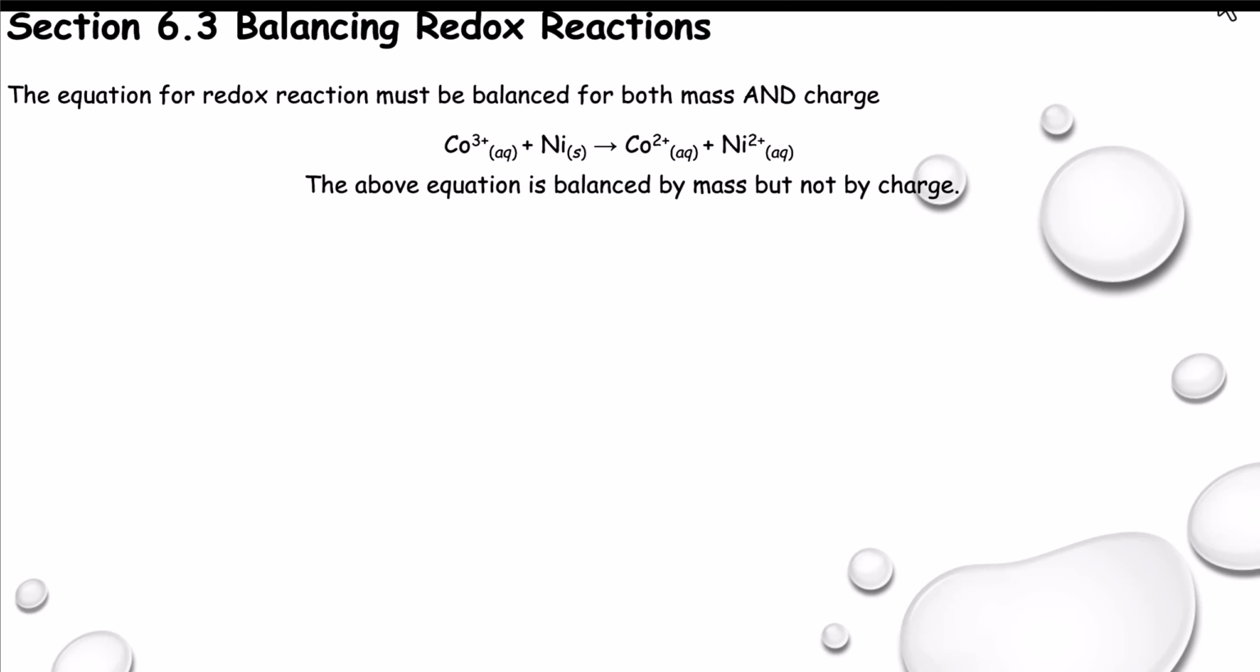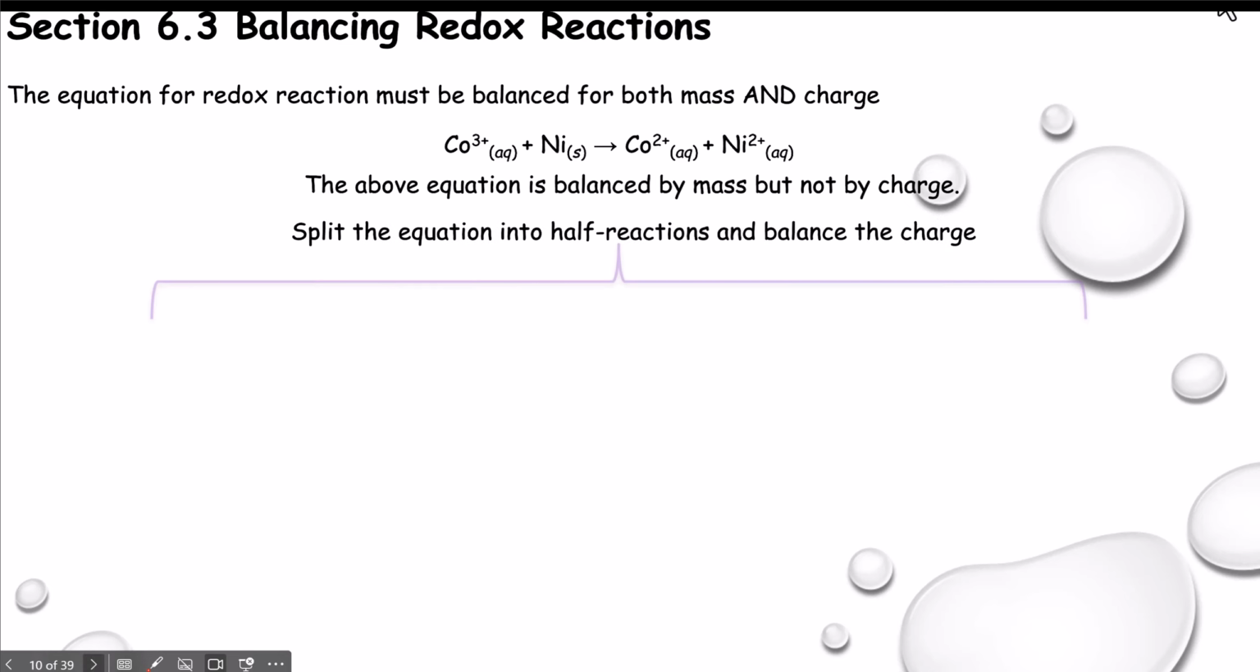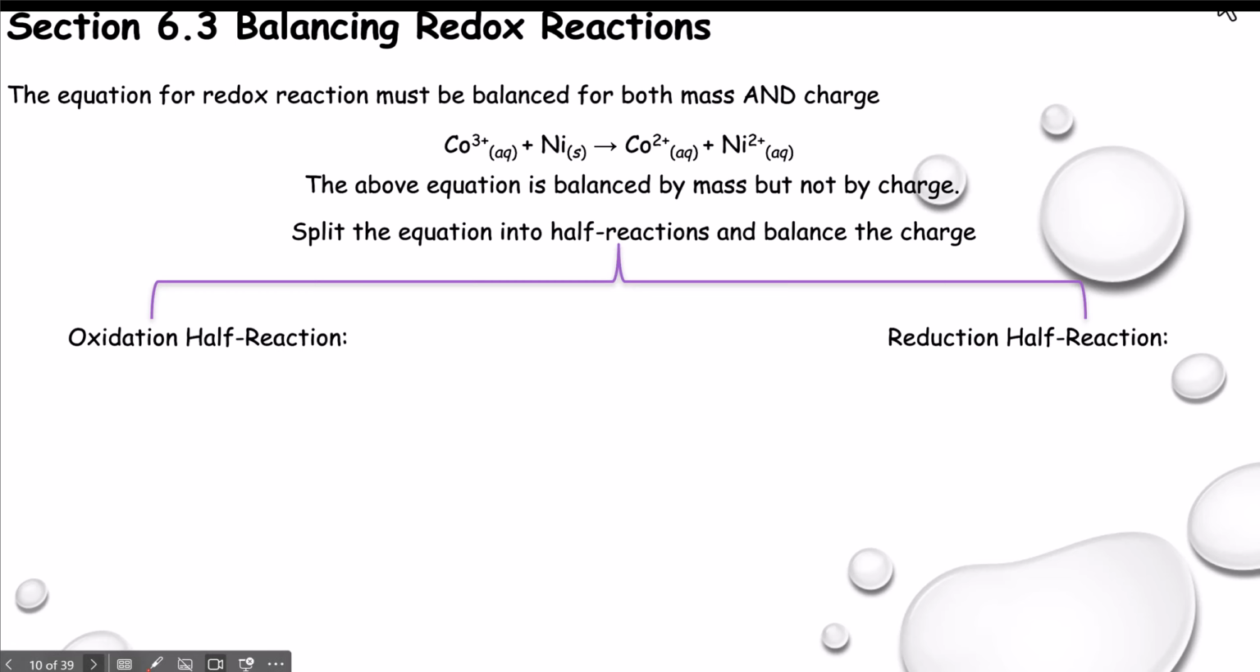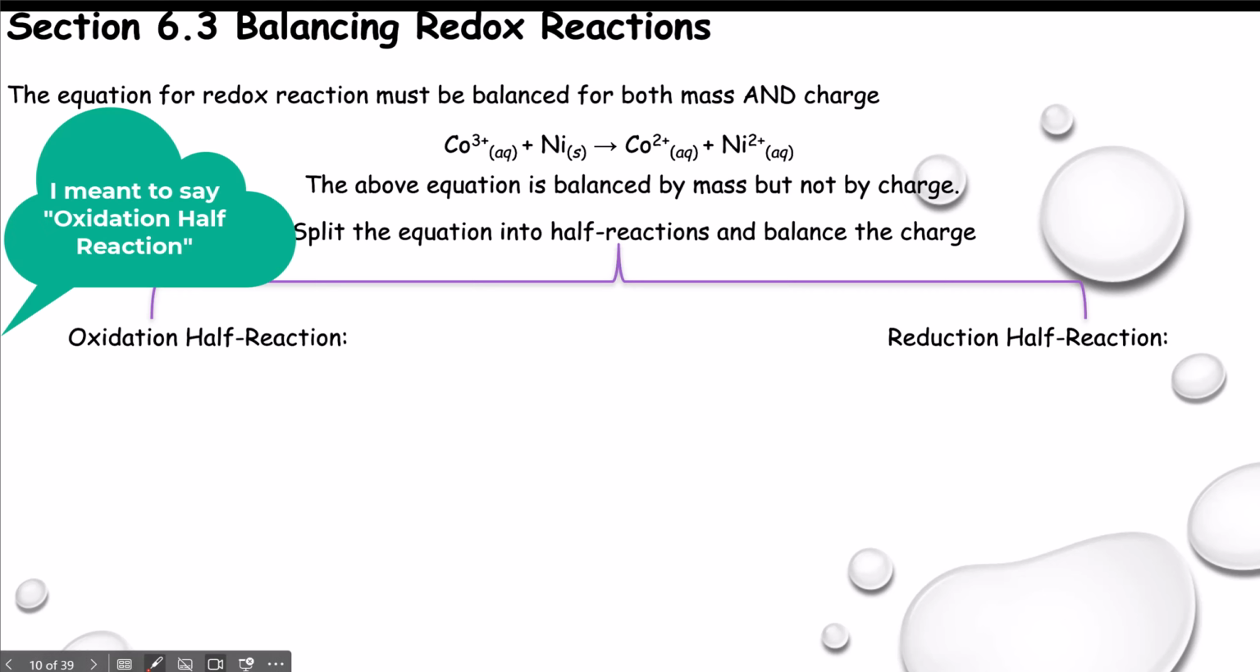We are going to take this particular equation and split it into half reactions and balance the charge. When we split them up, we get an oxidation half reaction and a reduction half reaction. On the oxidation side, we'll do the oxidation reaction. On the right side, we'll put the reduction half reaction. So let's go ahead and do one of them. Let's start off with oxidation.